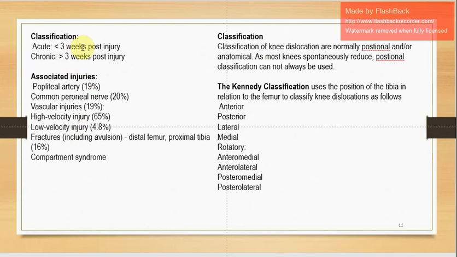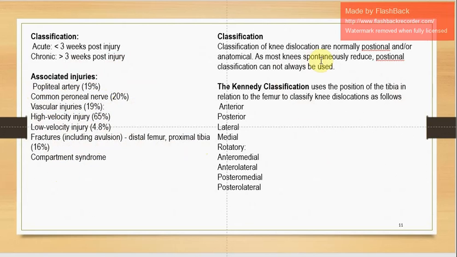Also, there is a classification like acute, less than 3 weeks post injury, chronic, more than 3 weeks post injury. And as I said, there may be some associated injuries like the popliteal artery may be damaged or the common peroneal nerve, that is around 20%. Then vascular injuries 19%, high velocity 65, low velocity 4.8. Then fractures including avulsion, distal femur, proximal tibia, compartment syndrome.